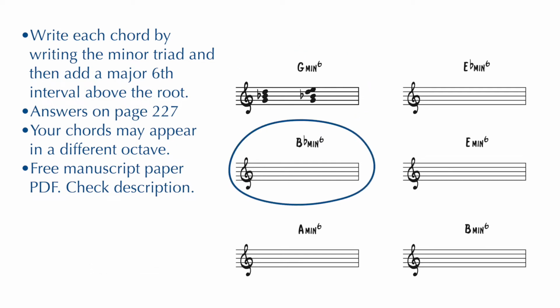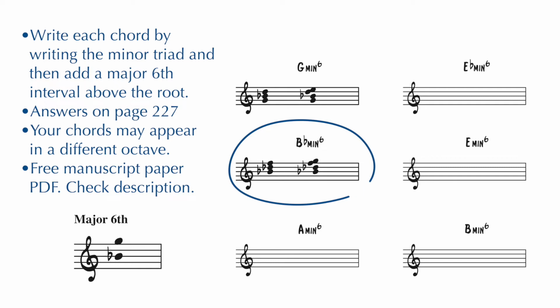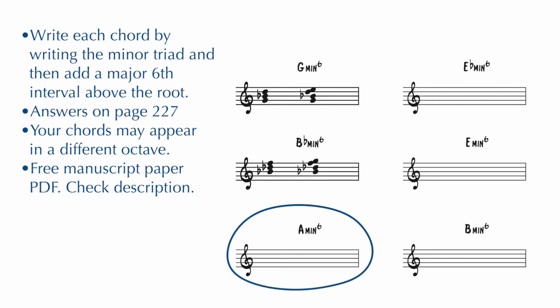Number 2, B flat minor 6. First, construct a B flat minor triad. That's going to be B flat, D flat, and F. Then we add a major sixth above the root of the chord. The root is B flat. A major sixth above B flat is G. Stack them all together. You have B flat, D flat, F, and G, B flat minor 6.